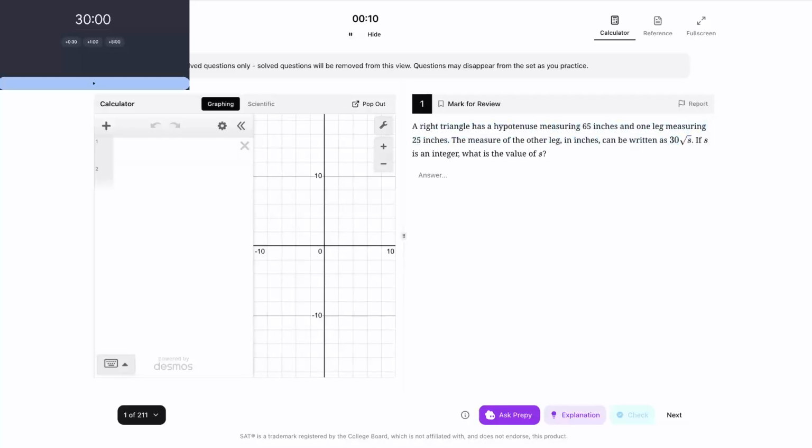Okay, going back. Let me start the timer real quick. The right triangle has a hypotenuse of 65, one leg is this, and the other leg can be written as this to the s. So what's the value of s? Right now, again, we can use regression.